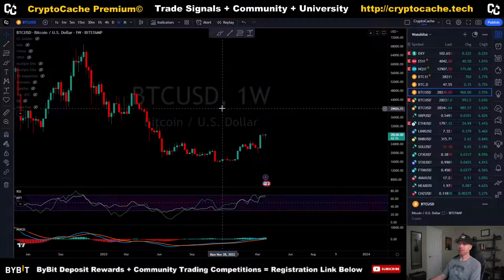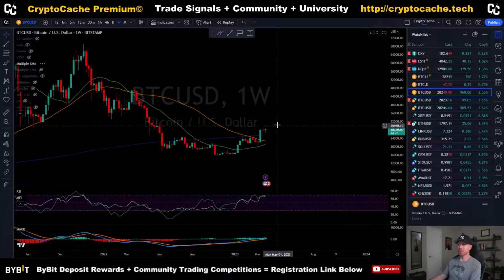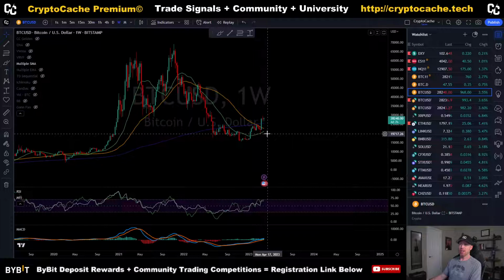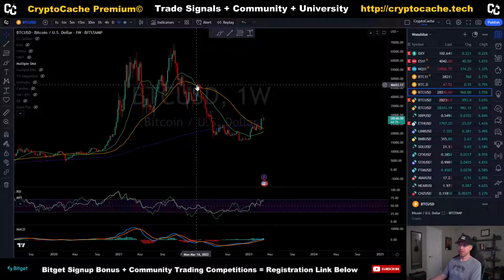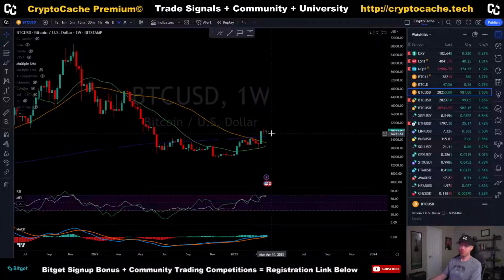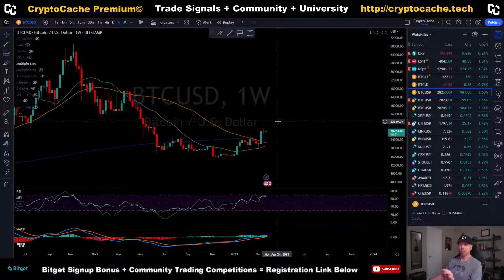Weekly tells a similar story here on the moving averages. We can see we're above all three moving averages for the first time in a very long time. And that is very, very nice to see. Okay, so again, it's been literally a little over a full year already since we've been below these moving averages. Now we're back up above all three. So to me, that's very positive.